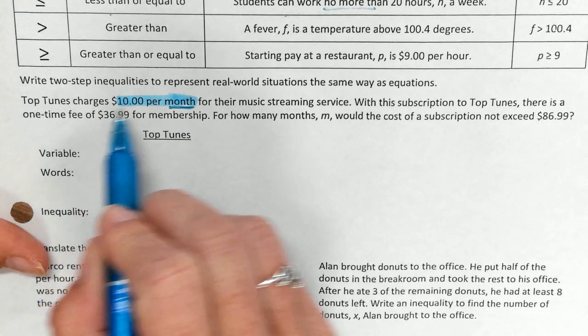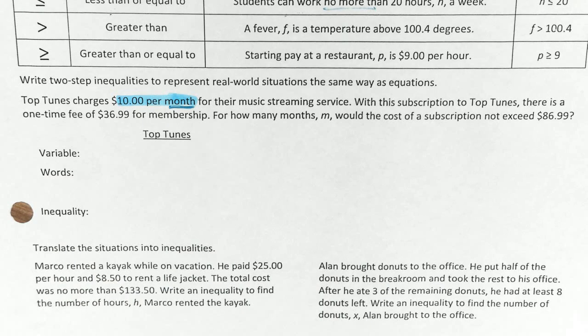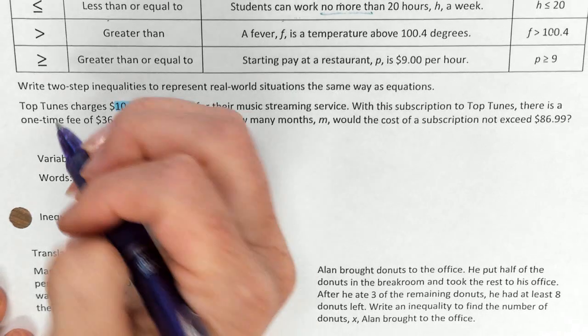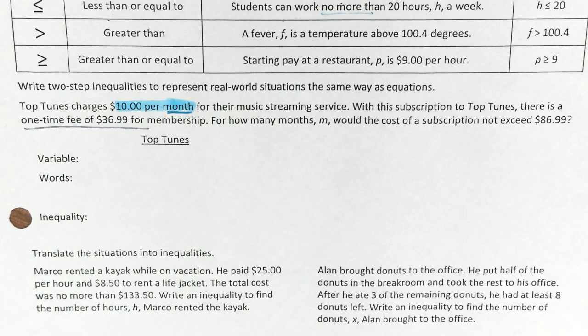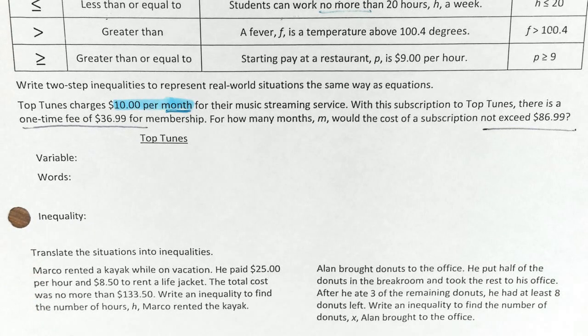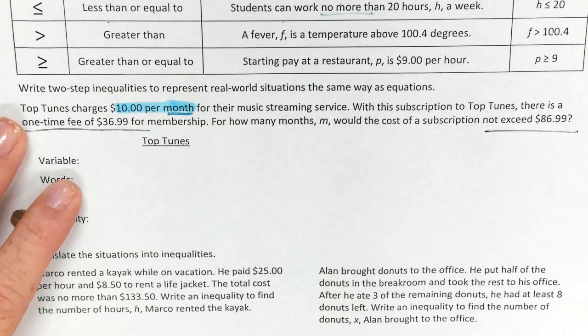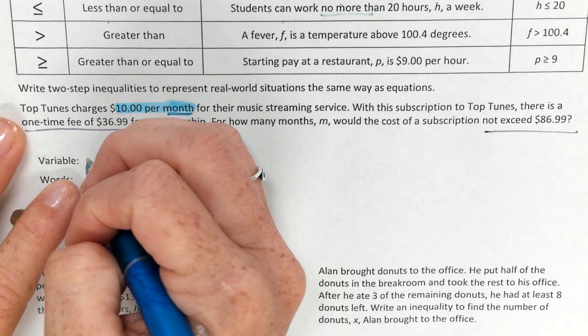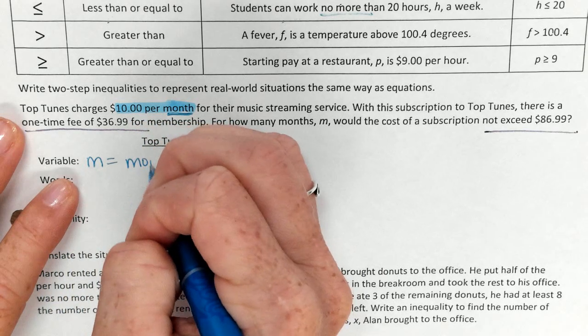All right. Top Tunes charges $10 per month for their music streaming service. With this subscription to Top Tunes, there is a one-time fee of $36.99. For how many months would the cost of a subscription not exceed $86.99? All right, let's go figure out what our variable is going to be. Y'all already told me. The variable is going to be M for months.